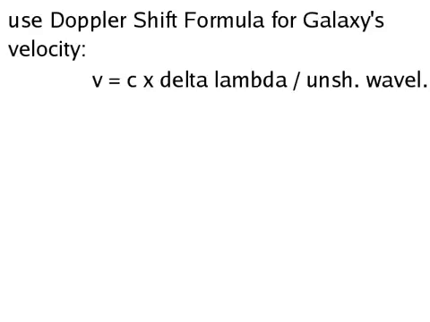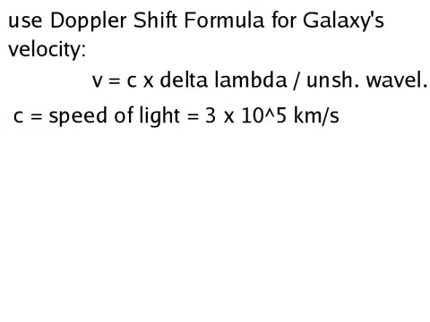Okay, well, we're putting a graph. Okay, so we're graphing distance in megaparsecs on the horizontal axis, and then velocity in kilometers per second on the vertical axis. So that means we want the speed of light in kilometers per second. And that's going to be 3 times 10 to the 5 kilometers per second.